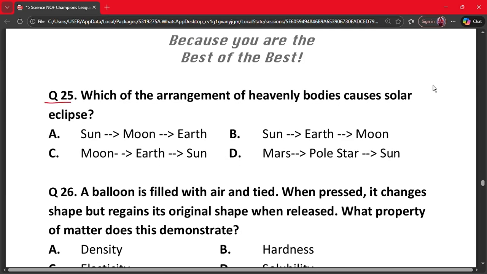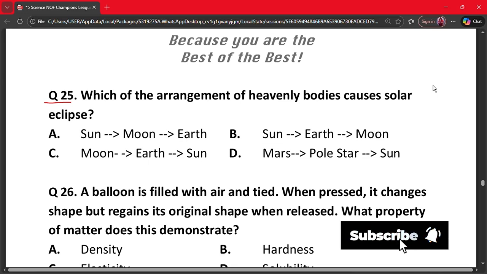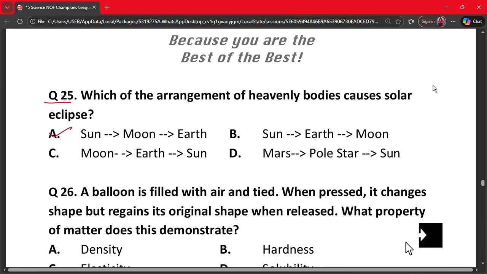Question number 25. Which of the arrangements of heavenly bodies causes solar eclipse? A. Sun, Moon, Earth. B. Sun, Earth, Moon. C. Moon, Earth, Sun. And D. Mars, Pole Star, and Sun. The correct answer is option A. Moon blocks sunlight from reaching Earth, creating a shadow. So option A is correct. Sun to Moon, then it reaches Earth.